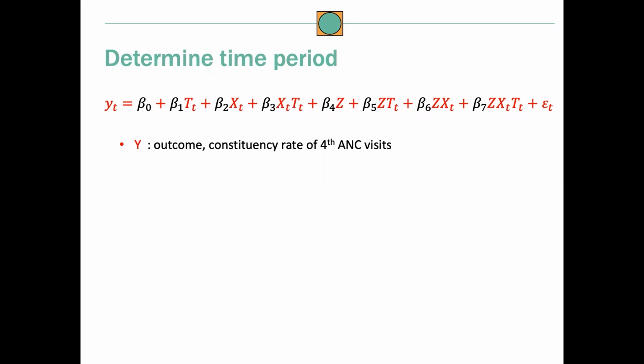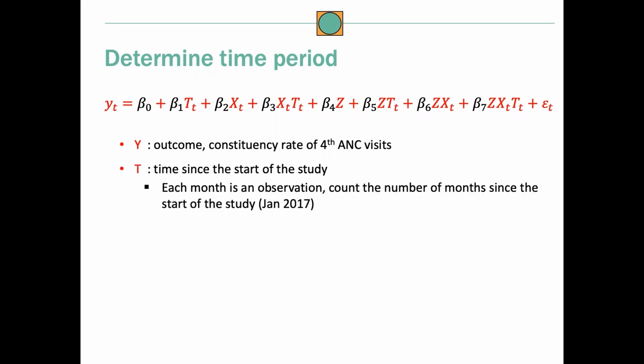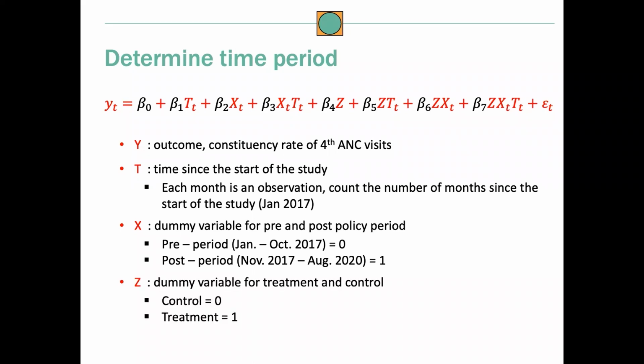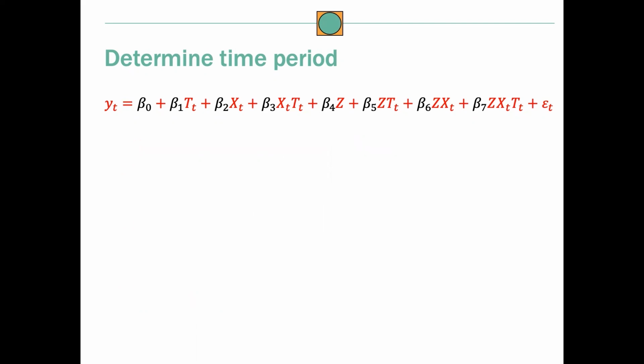Our T tells us the time since the start of the study. So in our example, each month is an observation. So we'll count the number of months starting from January 2017. Our X is our dummy variable representing our pre and post policy periods. Our Z is a dummy variable for our treatment and controls.